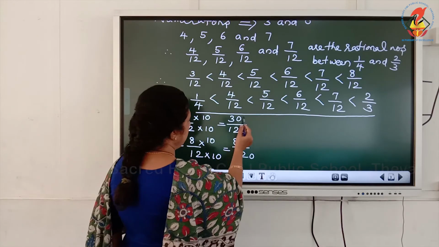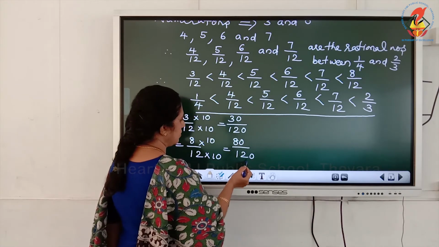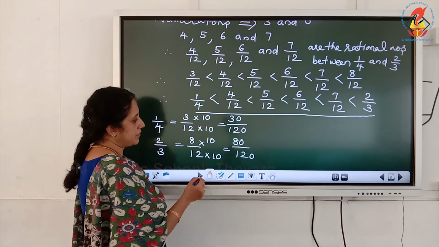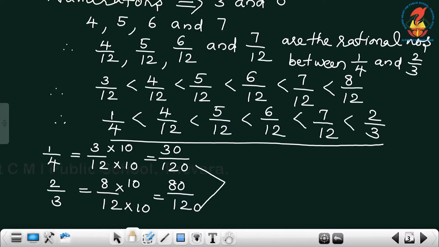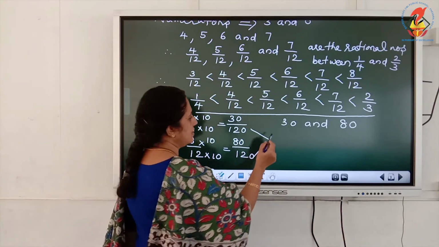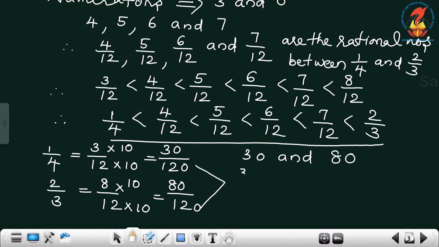Now this 30 by 120 and 80 by 120 are also equivalent rational numbers for 1 by 4 and 2 by 3. Here the denominators are the same, so look at the numerators, 30 and 80. You can find the integers between 30 and 80. That is 31, 32, 33, 34, and it will go that way till 79.